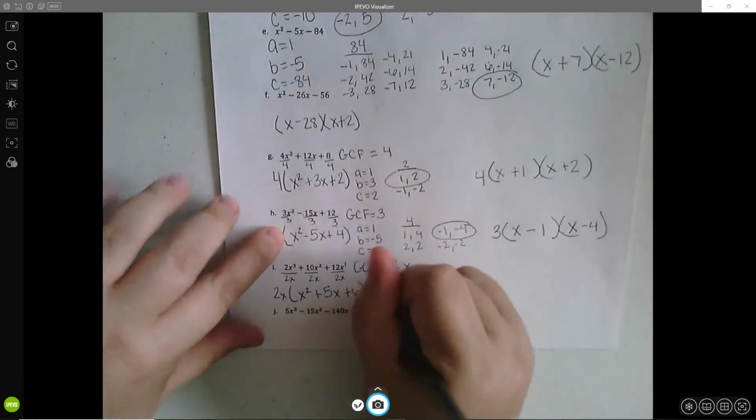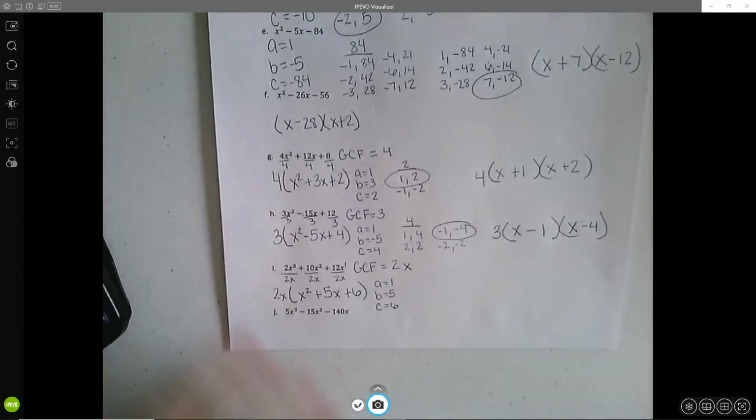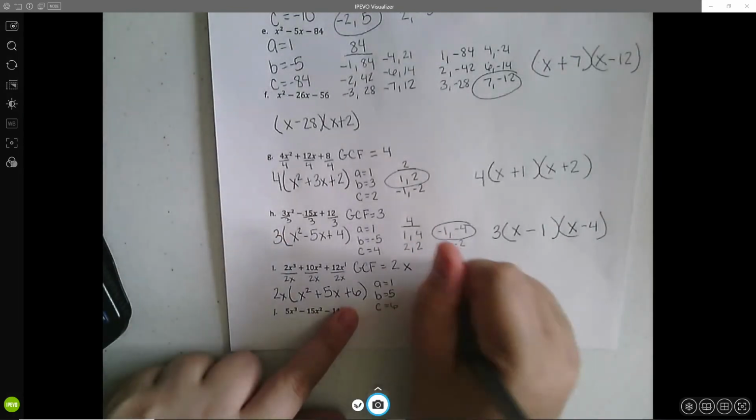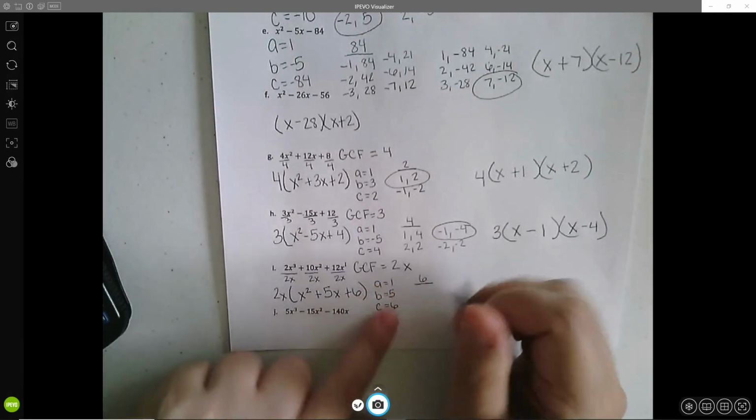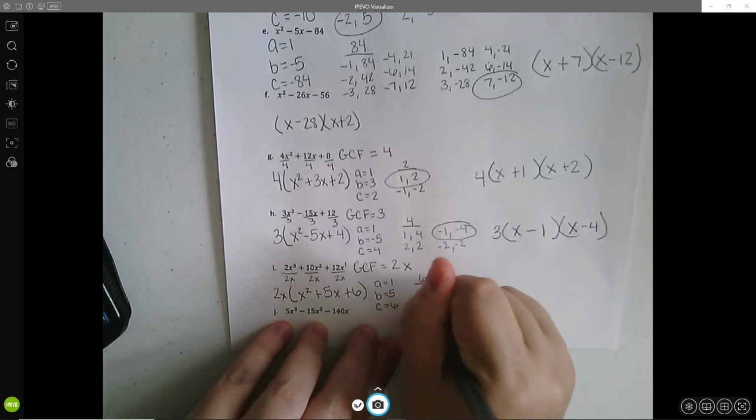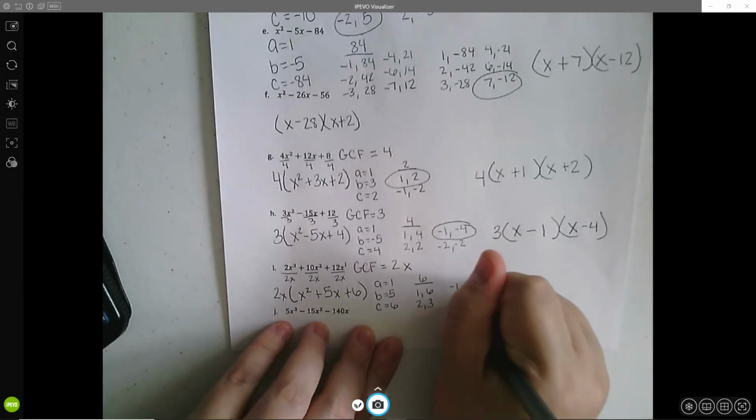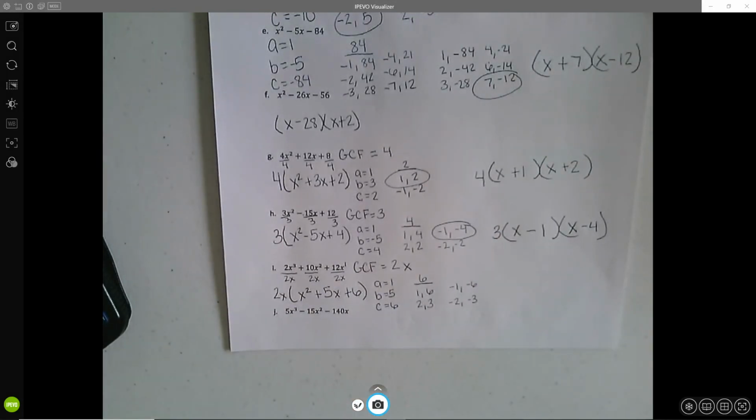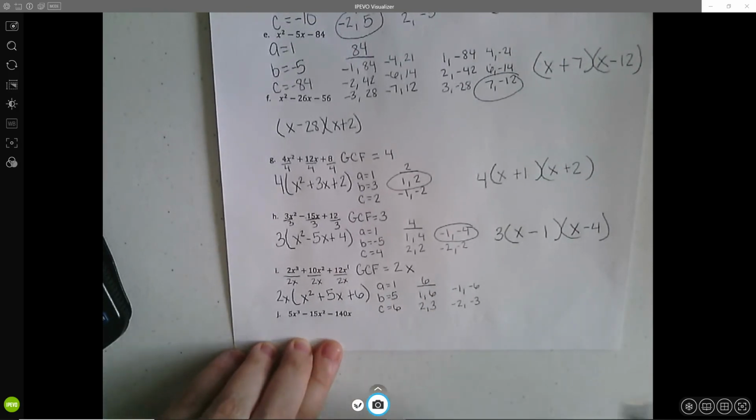So I'm going to do the same thing as before. A equals 1, B equals 5, C equals 6. List out your factors of your C, which in this case is 6. Since my C is positive, either both factors are positive or both are negative. Factors of 6 are 1 and 6, 2 and 3. So it could be that, or it could be -1, -6, -2, -3. Okay, I'm looking for which ones add together to give me my B value. 1 plus 6 is 7. 2 plus 3 is 5.